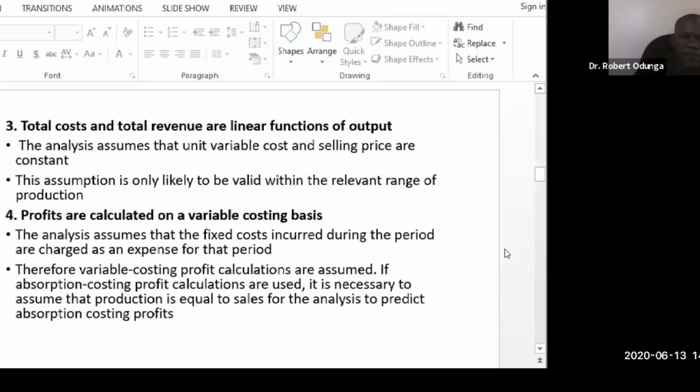Number 4, profits are calculated on a variable costing basis. The analysis assumes that the fixed costs incurred during the period are charged as an expense for that period.